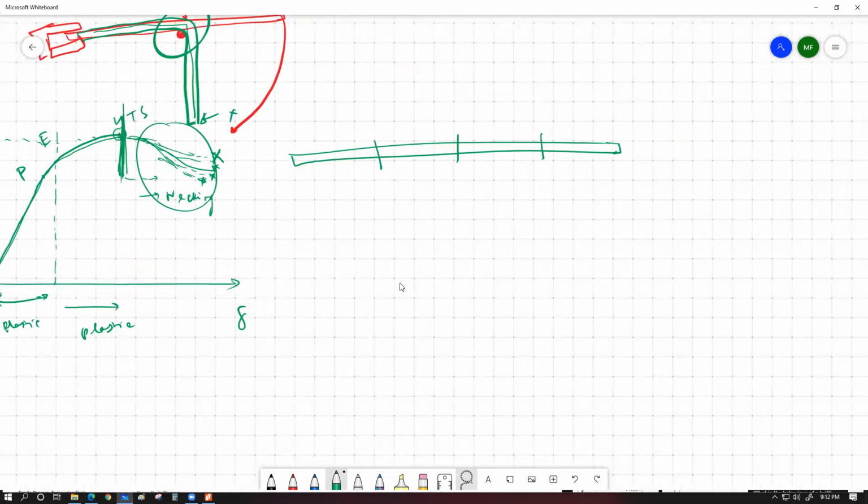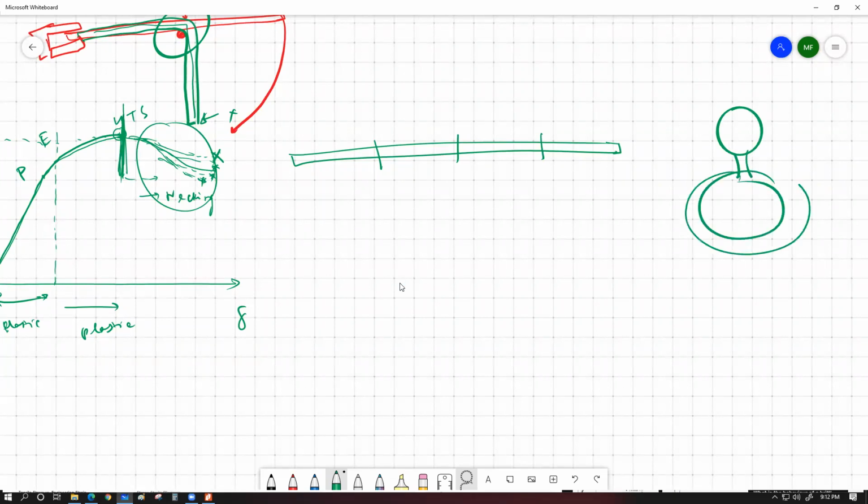Necking basically means something that looks like a neck. How does the human neck look like? Here is the head, here is the neck, and here is the body. Figure not to scale. Okay, this is the stomach, this is the body. So stomach is big.